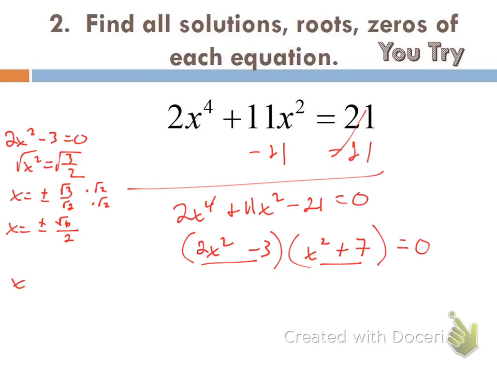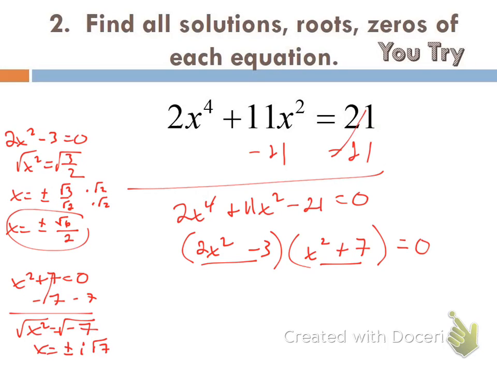The second guy we have to go ahead and set equal to 0 and solve also, because it's not the same as the other factor. Now we square root, and there's a negative inside that radical, so pull out your i and do your plus or minus. And so look at this. We've got two solutions here, positive square root of 6 over 2 and negative square root of 6 over 2. And we've got two solutions here, positive i square root of 7 and negative i square root of 7. 4 solutions, right? 4 solutions, and that actually makes sense.